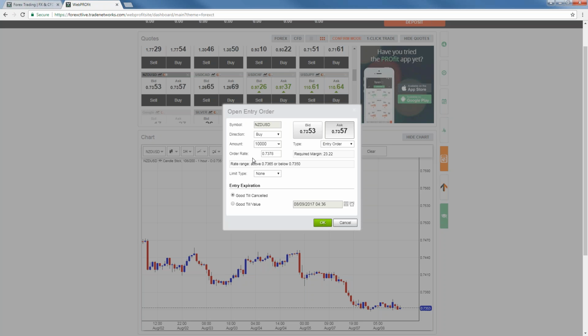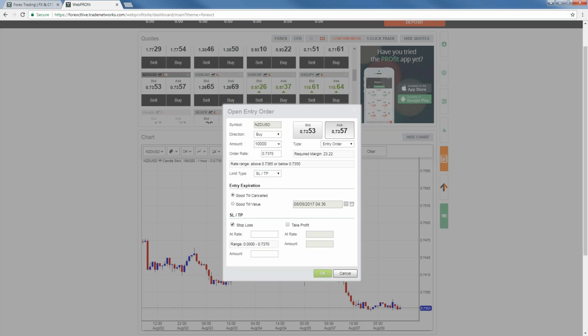Now, of course, what we can do with these entry orders, we can set a stop loss and take profit on our trade. And remember, these stop losses and take profits pertain to the entry rate, not the current rate. So if we come in at 73.78, what we could potentially do is put in a stop loss of 73.50 below the entry of 73.78 here, and then a take profit of 0.7450.